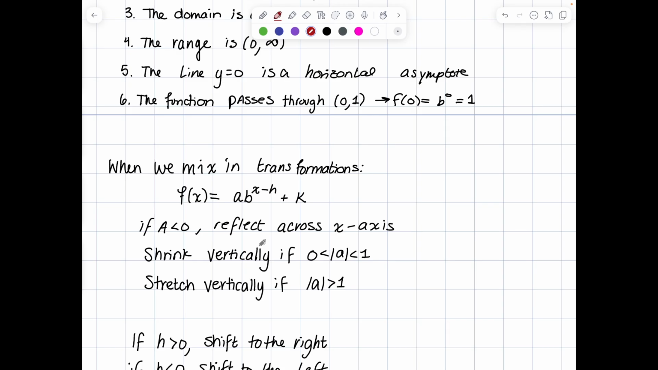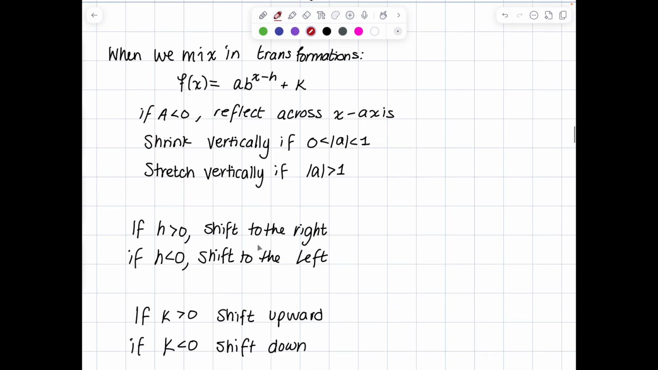Now, let's talk about some transformations that can occur. We have a times b to the x minus h, plus k. All of those different letters are going to have some type of transformation power over the function. If a is less than 0, meaning a is that outside constant, it is not the base. Do not think of it as the base. If a is less than 0, it's going to reflect across the x-axis, so it's going to flip down. We learned all these transformations earlier on in the semester, and they also apply to our exponential functions.